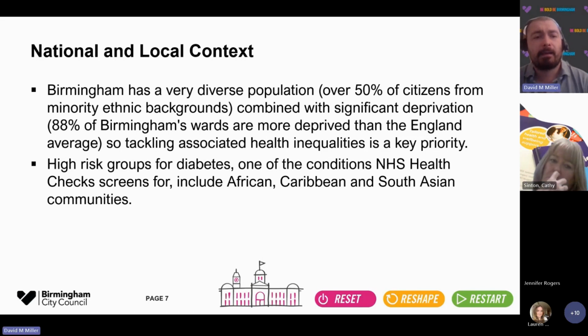High risk groups for diabetes is something I've noted here. This is just as an example, because obviously there's a number of things that are screened through NHS health checks. But as an example for diabetes, we have data that shows, and there's evidence that's been around for quite a while now, so it's very well established that African, Caribbean, and South Asian communities are at higher risk for diabetes. So that's one of the reasons we're really keen to improve uptake for NHS health checks for these communities.